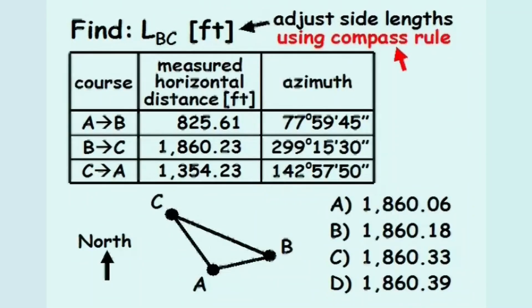If not, we'll use the compass rule to adjust the latitudes and departures by assuming the linear error is proportional to the length of each side in the traverse.